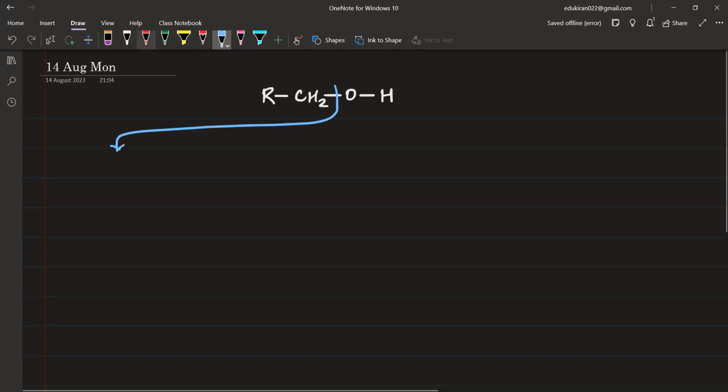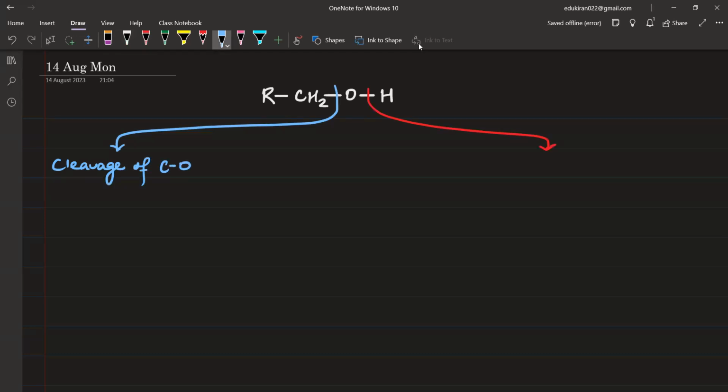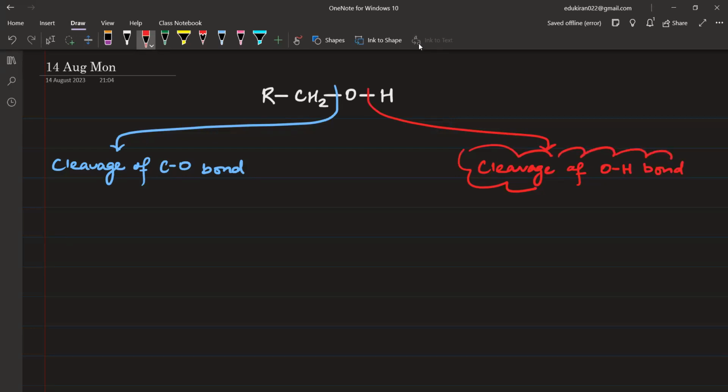If it breaks, there will be a few reactions, and if the oxygen hydrogen bond breaks, there will be another kind of reaction. So this is the cleavage of the CO bond, and when the OH bond breaks, you see that it is a cleavage of the OH bond. Okay, so we were discussing this type of chemical reactions.